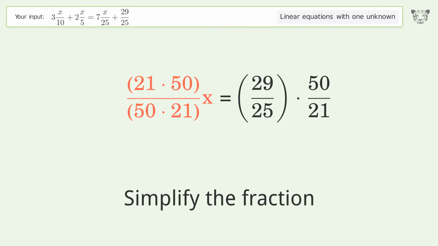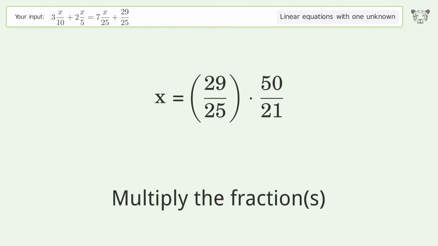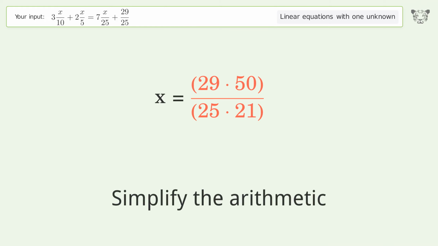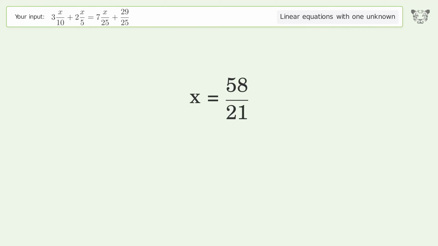Simplify the fraction. Multiply the fractions. Simplify the arithmetic. And so the final result is x equals 58/21.